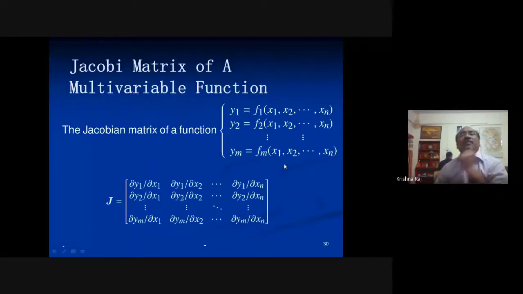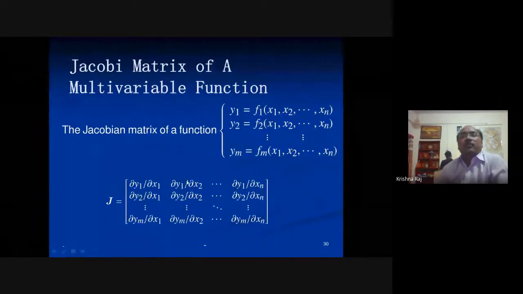Jacobian matrix, that is, if the Jacobian matrix of a function y1, y2 is described by this one, then the Jacobian matrix becomes del y1 upon del x1, del y2 upon del x1 in the first column, and in the second column it becomes the partial differentiation with respect to x2 and so on here.